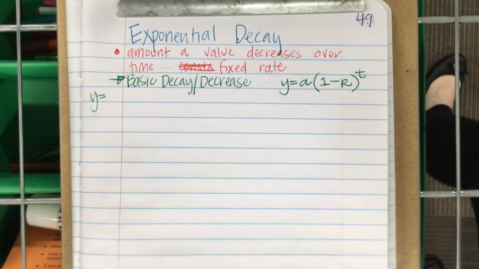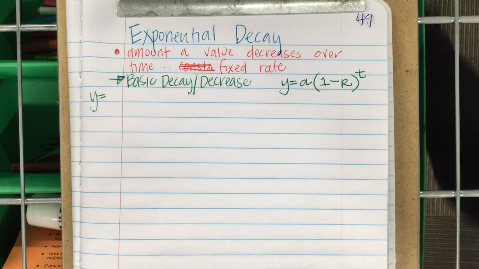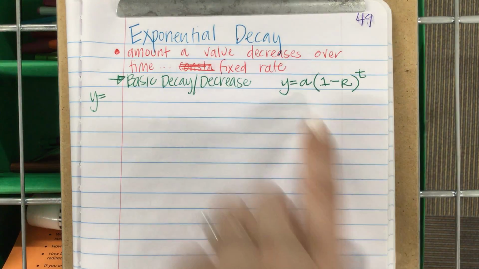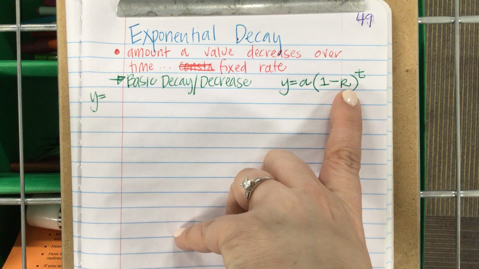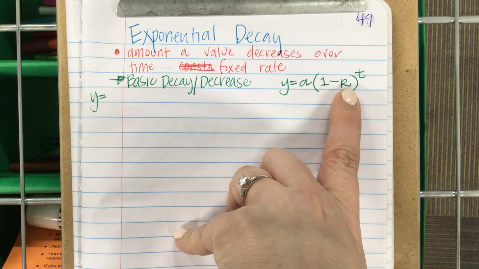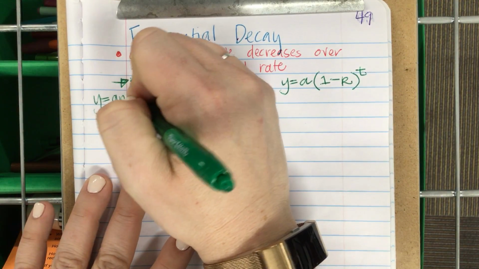Right? So we have A, parentheses 1, and that 1 stands for 100%, right? We always go back to that initial value of 100%. If it's $1,000, we're always working with that $1,000 at the beginning. That's what that 1 represents. And then we're going to subtract the percentage rate, the rate of decay. And then it's going to be to the power of t. So y is my answer.